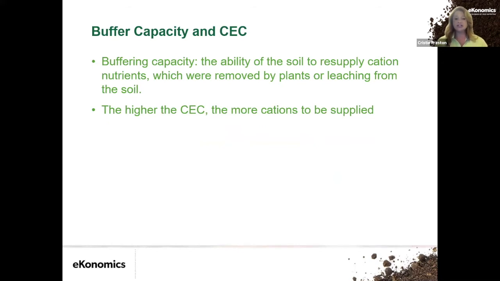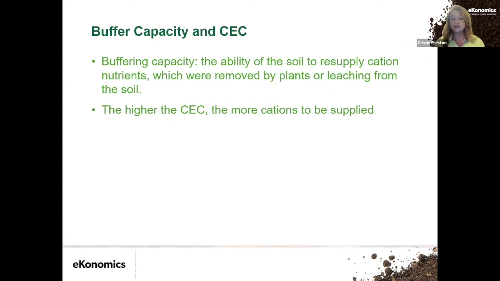Now, with the cation exchange capacity, there's also some buffering capacity of the soil. The soil likes to remain in equilibrium. What that means is, as plants take up nutrients, the soil releases more nutrients into the soil solution. It likes to maintain some equilibrium. Different soils have different buffering capacities, and that can affect how nutrients react within the soil, but also nutrient availability to those plants.